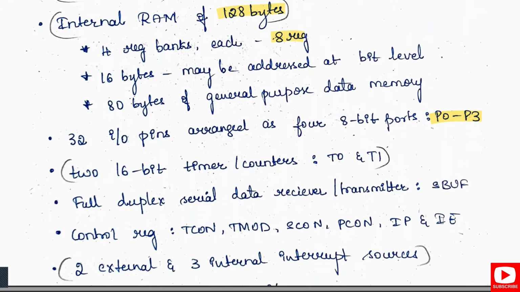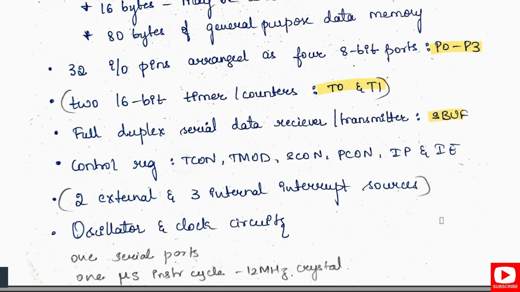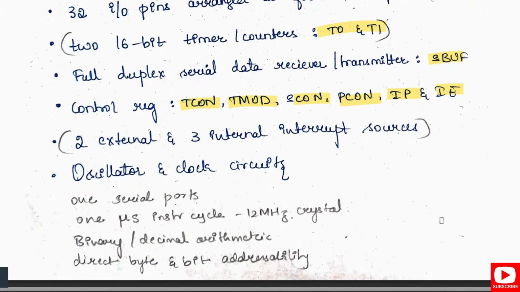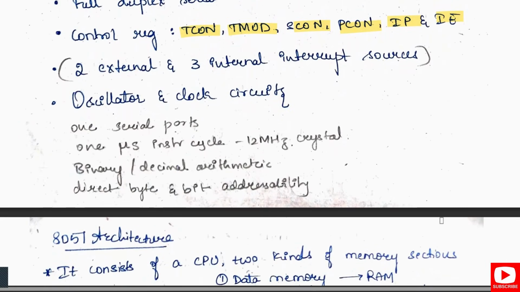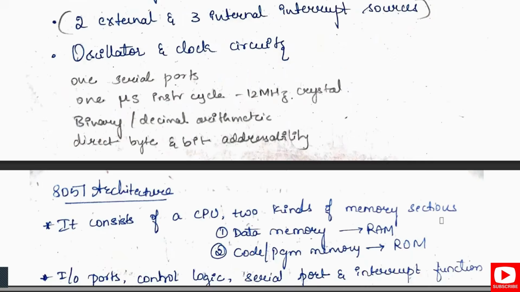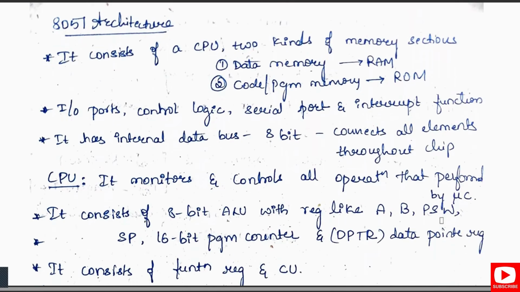Two 16-bit timers or counters, that is T0 and T1, a full duplex serial data receiver or transmitter, that is our SBUF. Control registers, as I said, TCON, TMOD, SCON, PCON, IP and IE. Two external and three internal interrupt sources, oscillator and clock circuits, one serial port, one microsecond instruction cycle with a 12 megahertz crystal, binary or decimal arithmetic, direct byte or bit addressing. This was about the special features of the 8051 microcontroller.